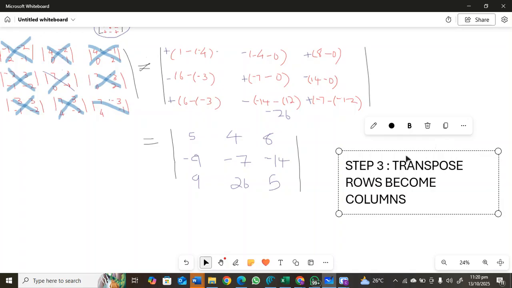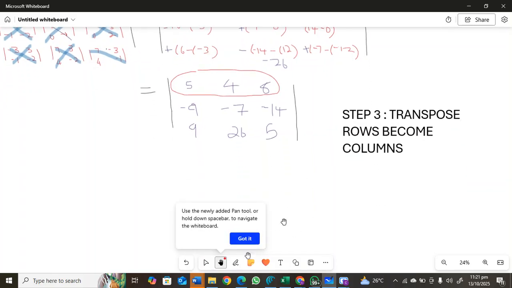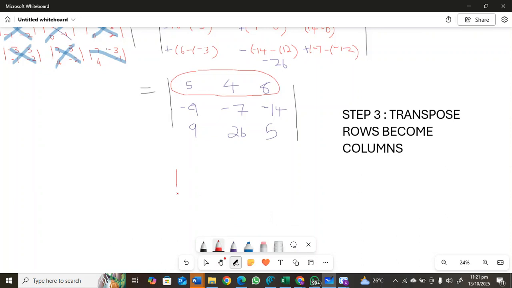So reaching step 3, we have to transpose. When you're transposing a matrix, each row becomes a column. So this matrix has got 3 rows. This first row, row 1, becomes our first column. So it becomes 5, 4, 8.